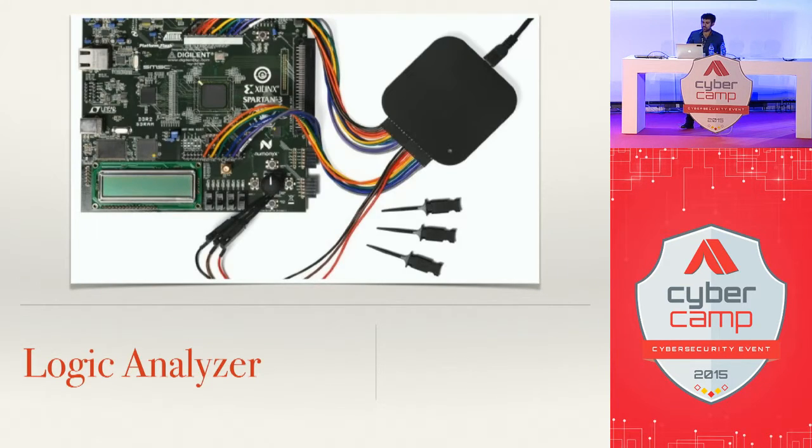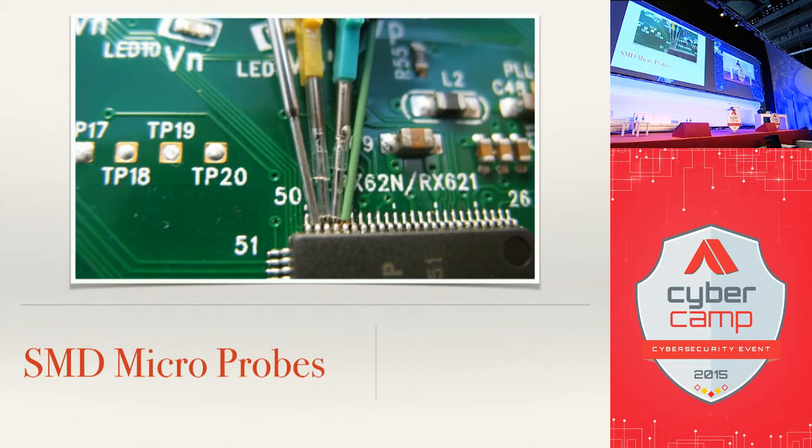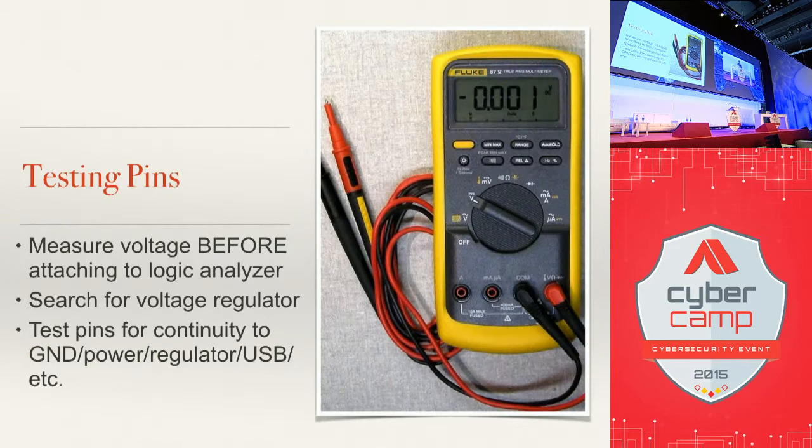The tools I used: the logic analyzer in many cases. A logic analyzer allows you to do digital logic analysis on chips, so you can see digital ones and zeros moving really quickly. I also got SMD micro probes for surface mount technology, because the normal probes you might get are going to be too big for small chips like WQFN and other flat packages with very thin pins. I also test pins with a voltage meter or a multimeter.